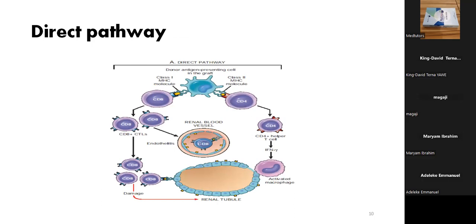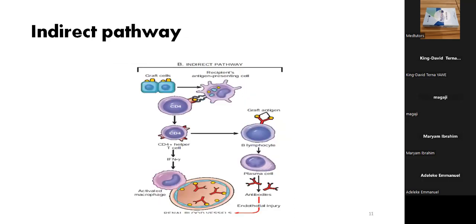and eventually lead to the rejection of the allograft. While in the indirect pathway, the antigen presentation is done by the recipient's antigen presenting cells. So the antigen presenting cells here ingest and then process the antigen.